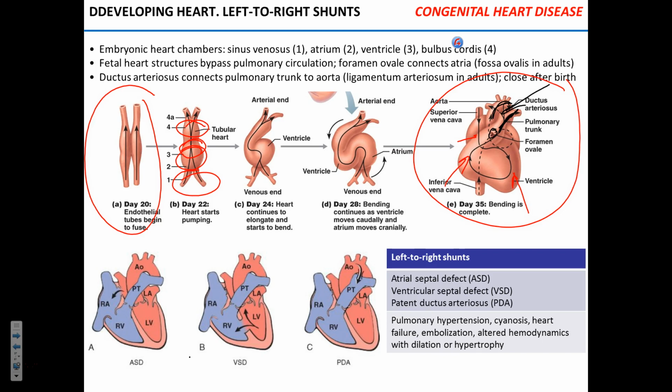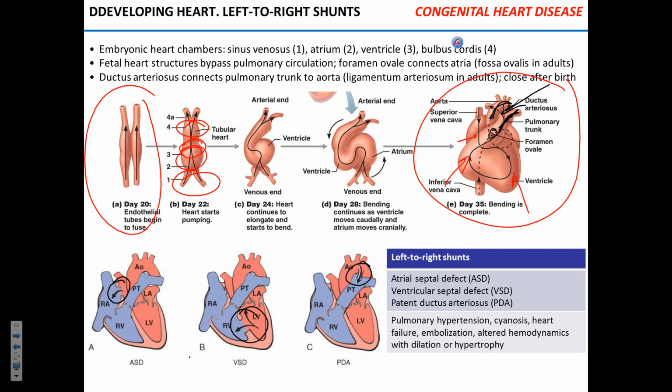So, left to right side shunts will include atrial septal defect, ventricular septal defect, and patent ductus arteriosus. So if you would look at this, first of all, which side of the heart produces higher pressure, ultimately?